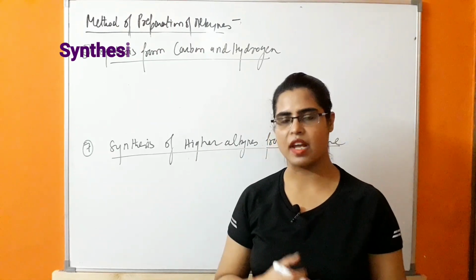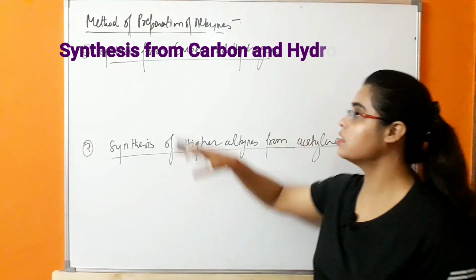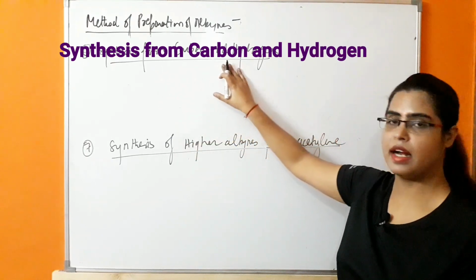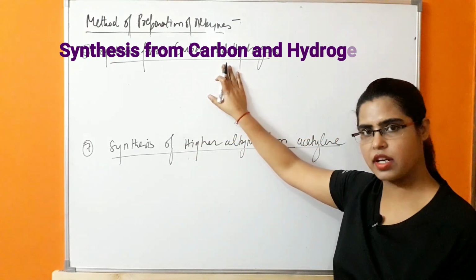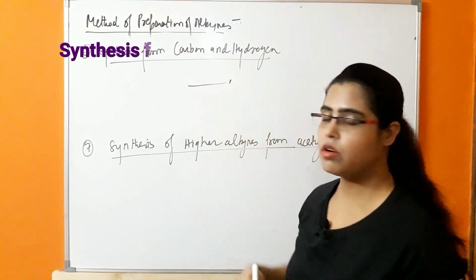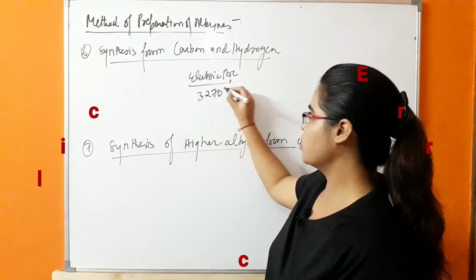Next, the preparation method of alkyne is synthesis from carbon and hydrogen in the presence of an electric arc. The temperature of the electric arc is 3270 Kelvin.